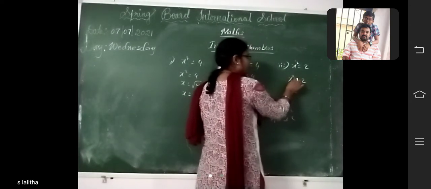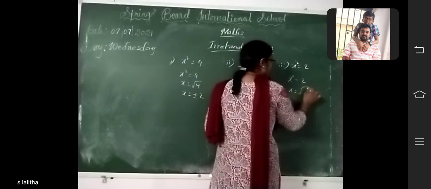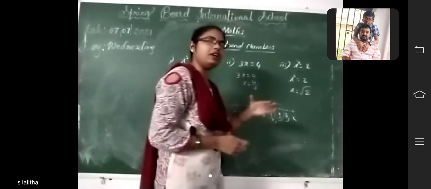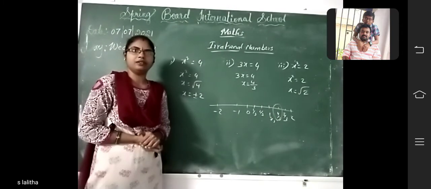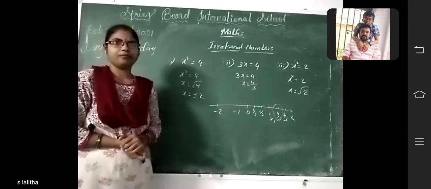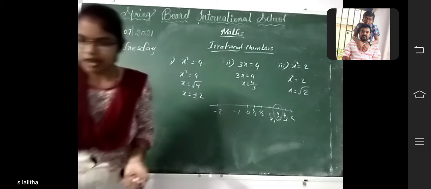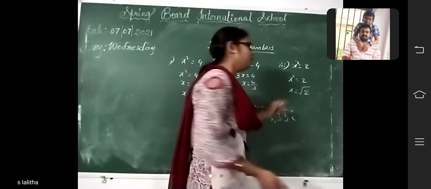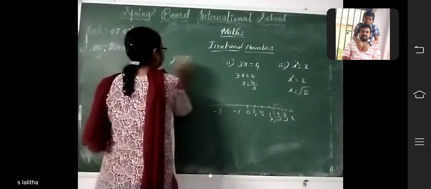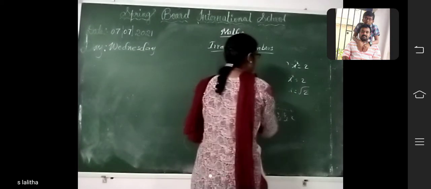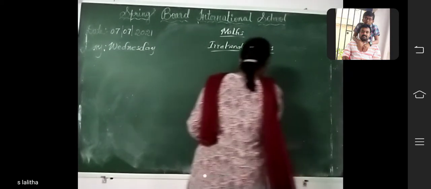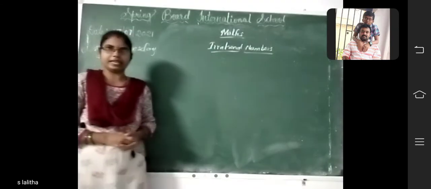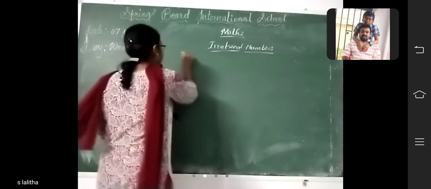x equal to, the square will be transposed to the right hand side, and what will it become? Square root of 2. Can we represent root 2 on the number line, children? Do we know the value of root 2? We don't know. So first we should know the value of root 2. Okay, let us find the square root of 2. How to find the square root of 2? By the long division method.